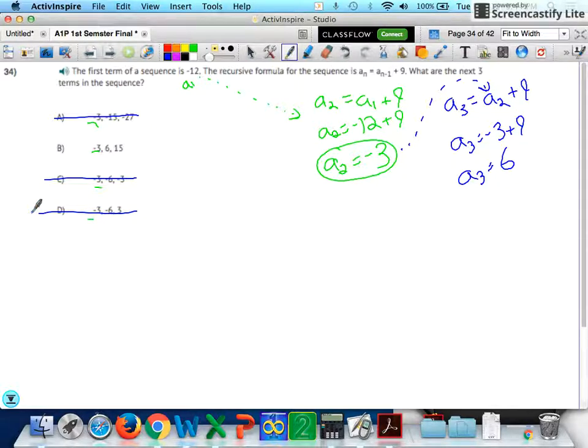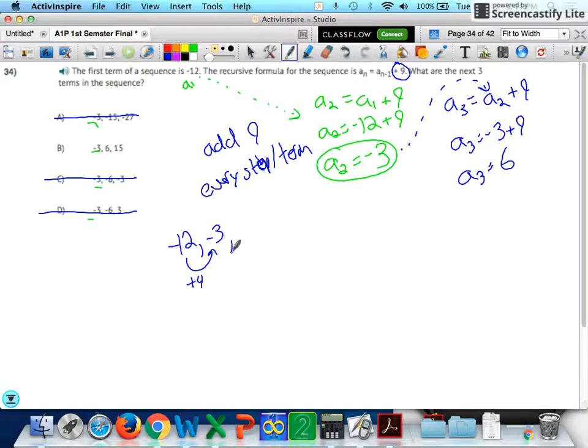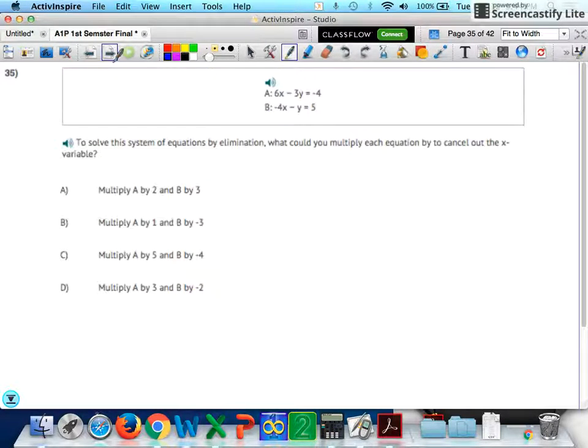The easiest, quickest way to do this is just to know what this definition means. This means our first term, and this is actually our recursive formula for an arithmetic sequence, which means we add 9 every step or term. In other words, we start at negative 12, we hop over plus 9 to be negative 3, hop over to 6, which is plus 9. And then we hop over to 15 with another plus 9. Okay, that's the quickest way to understand those definitions.